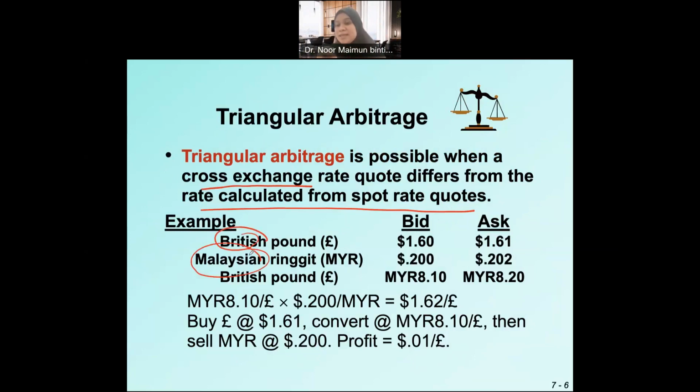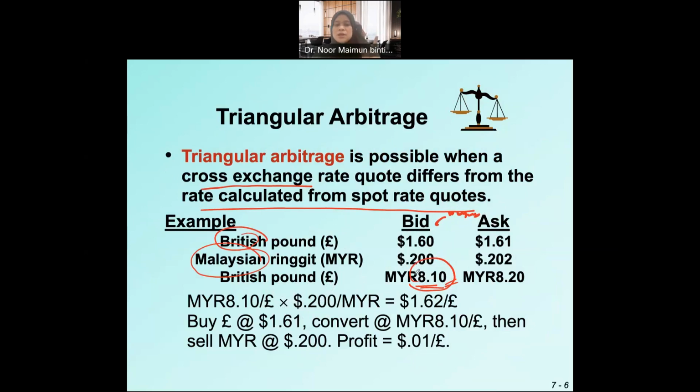Okay, how are you going to make profits based on triangular arbitrage? Let's see the example here. Now you have 1 pound. 1 pound equals 8 ringgit and 10 cent. Okay, you want to buy because bid price is the buying price. So now you want to buy British pound. So 1 British pound equals 8 ringgit and 10 cent. Oh, sorry, this one is the one that you have. 1 British pound equals 8 ringgit and 10 cent.